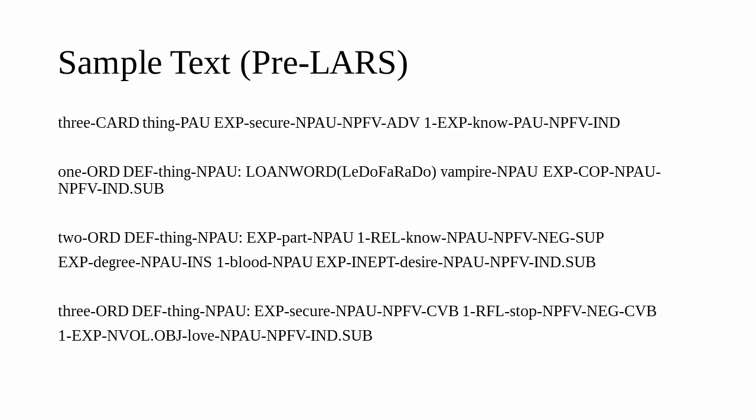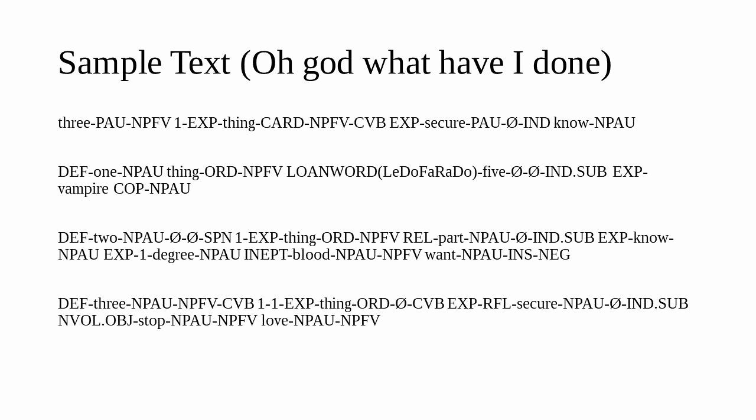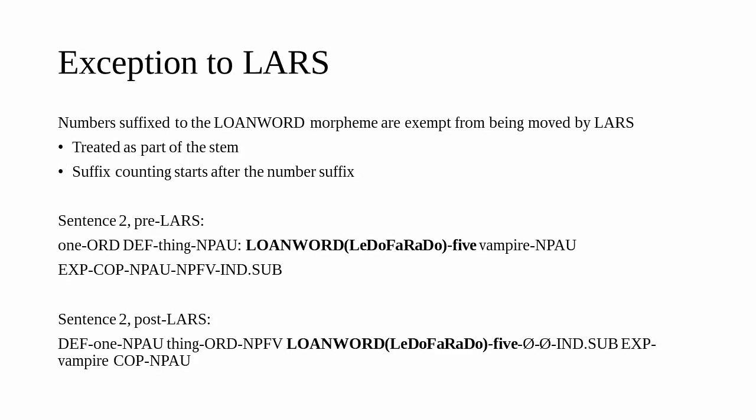We then apply this simple procedure, one sentence at a time, to the rest of the translation, and we get the twisted consequences of our hubris. Note that in the loanword construction, the suffix representing 5 is still directly attached to the special root just as it was before. These numbers are the only suffixes in the language not impacted by LARS, being treated as part of the loanword stem.